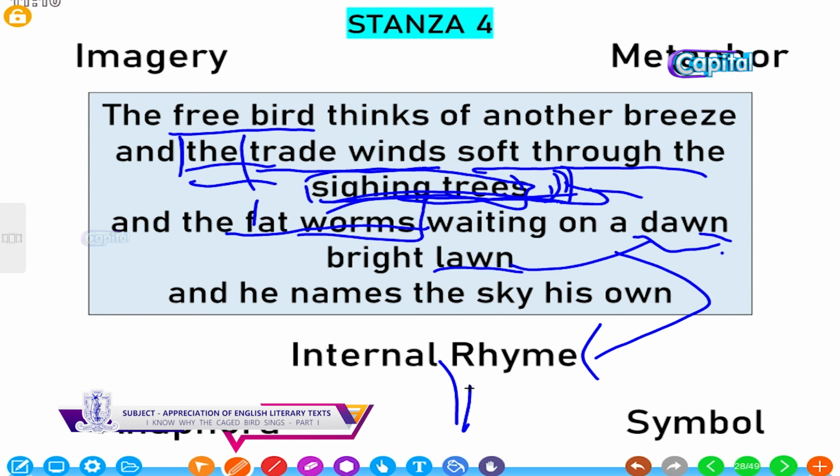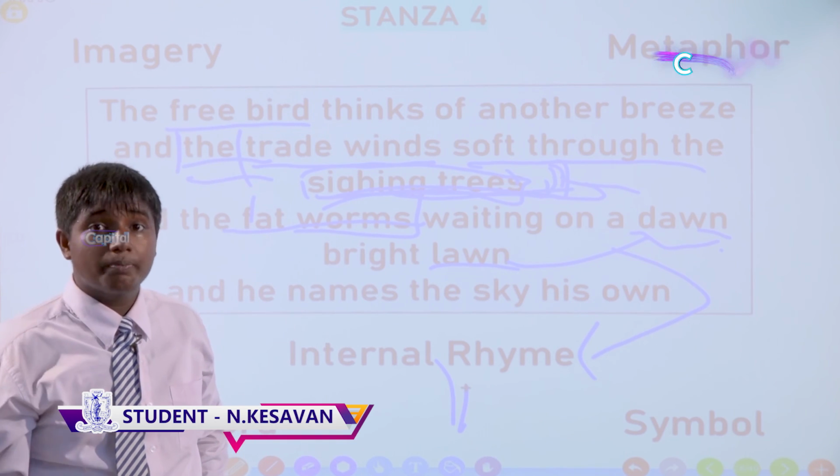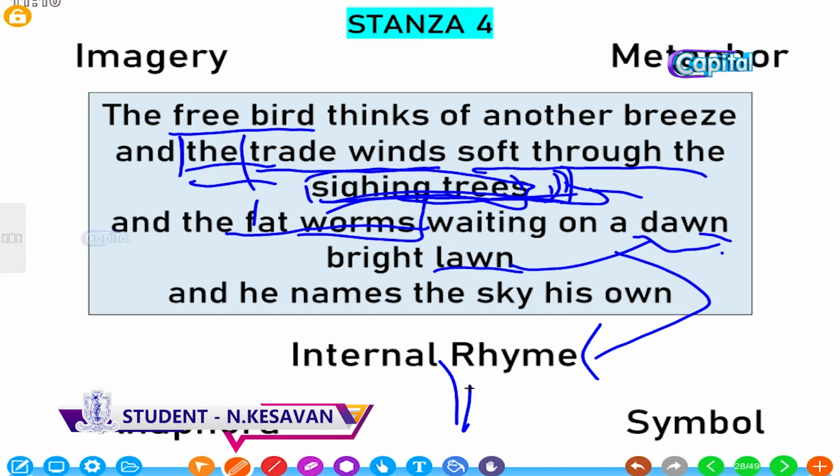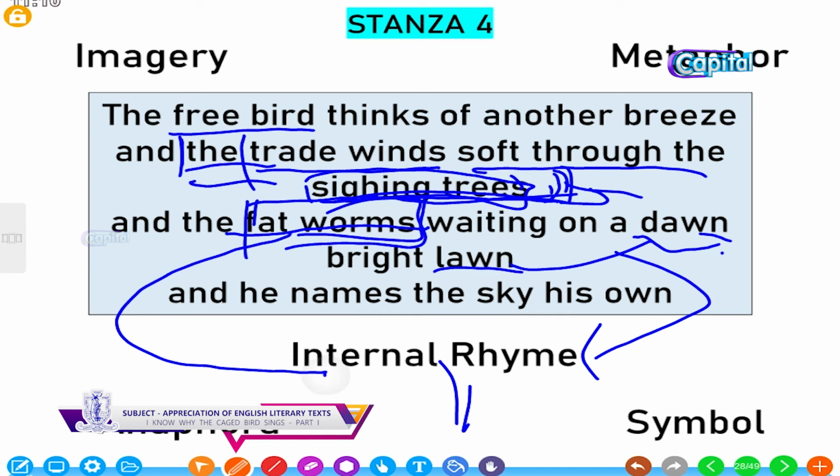benefited from these trade winds. How the blue-blooded people are benefited from this discrimination. And the fat worms is a metaphor to refer the opportunities that a free bird can have in his life, and he names the sky his own.